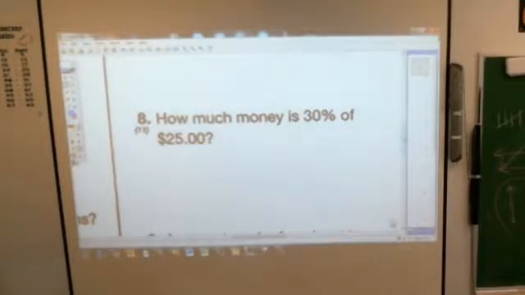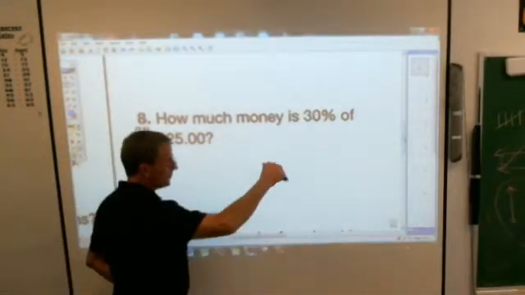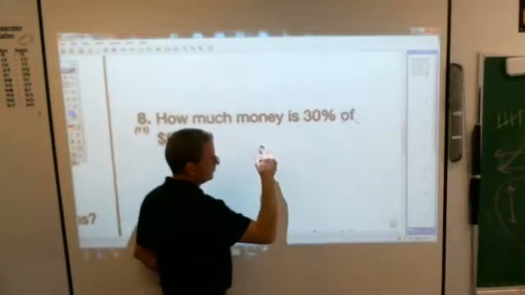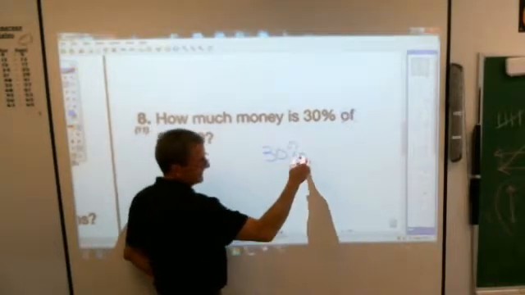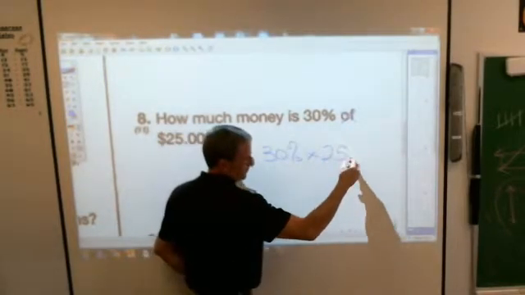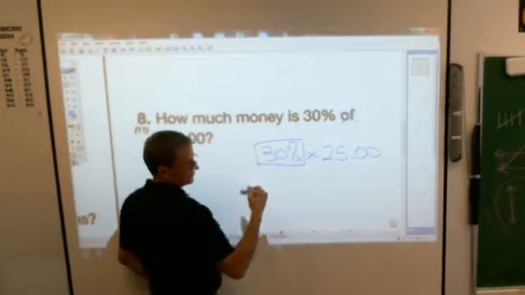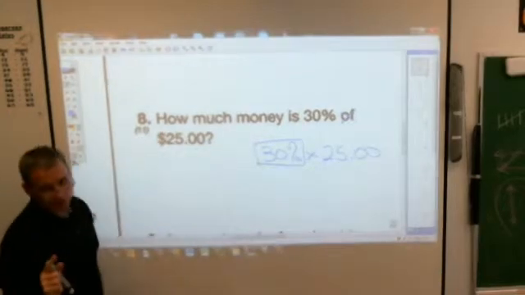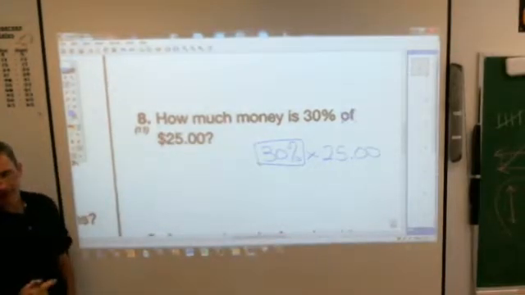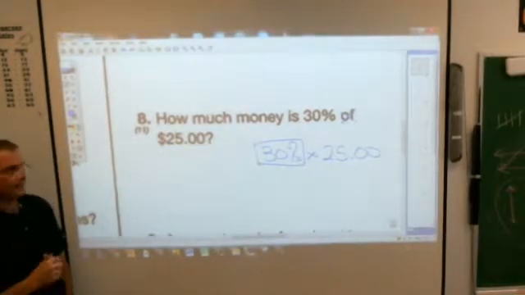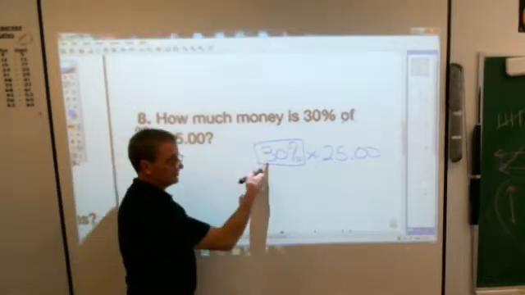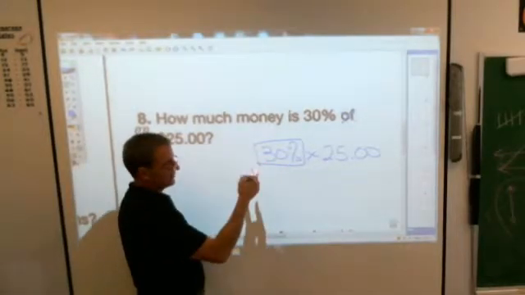I just did $25 times 0.30. That's probably the easiest thing to do. The word "of" means multiply. So you know you're multiplying 30% times $25. But we don't do mathematical operations with percent, so you either need to change it to a decimal or a fraction. And in this case, it's usually easier to change it to a decimal.